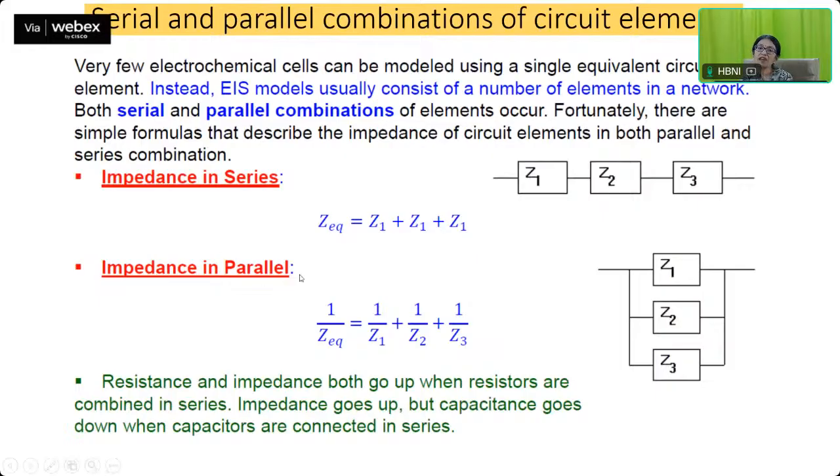Whereas if you have impedances in parallel, just like resistors in parallel, you have to combine the Z equivalent like this. So resistance and impedance, you have to understand that both go up when resistors are combined in series, whereas impedance will go up, but capacitance will go down when the capacitors are connected in series. So these are a few points which you have to remember.